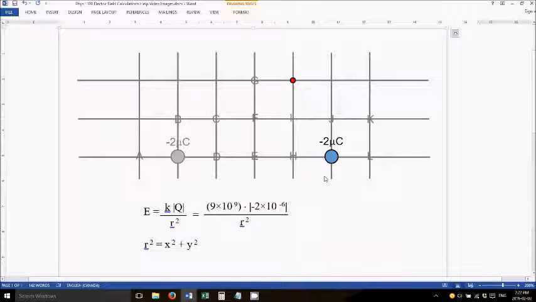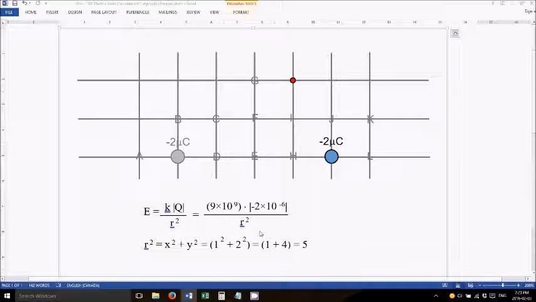However, since these were both -2 microcoulombs, I can just use the same value up here. So again, we'll use Pythagoras' theorem to figure out how far away this charge is from the point that we're interested in. So our x component in this case will be 1 meter, and our y component will still be 2 meters. So filling that in, we now have 1 squared plus 2 squared, which gives you 1 plus 4 equals 5. So r squared is 5.